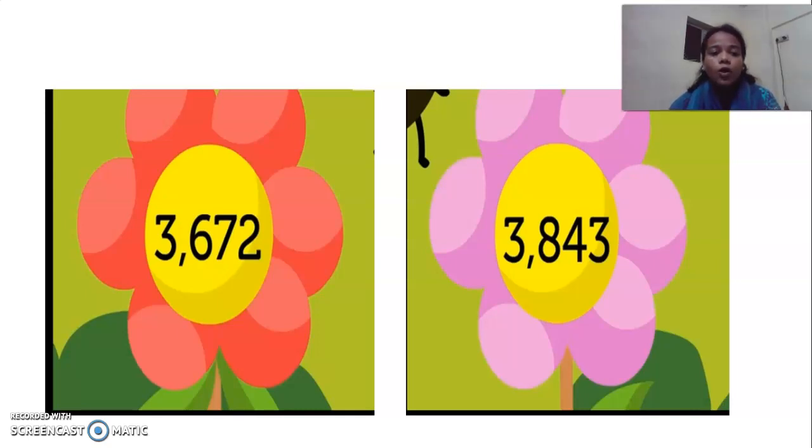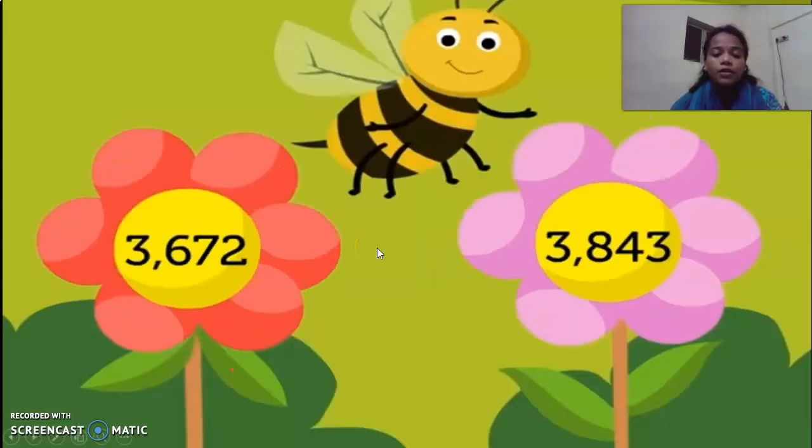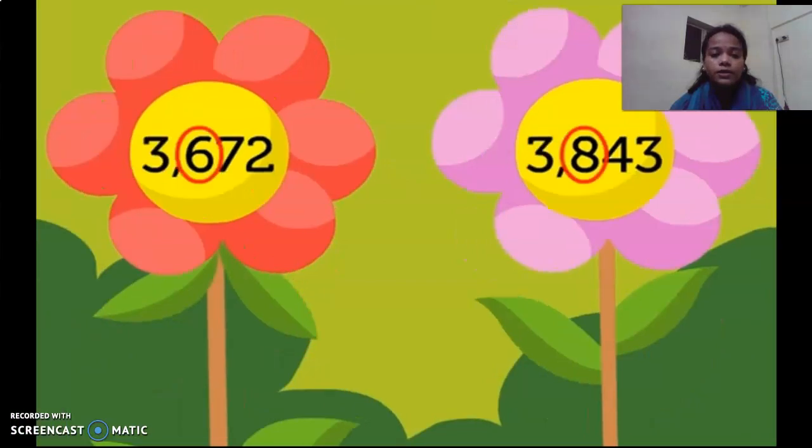3672. On my right side, 3843. We begin by comparing the digits in the thousands place. That is 3 and 3. 3 and 3. The digits are same here. And now we will compare the digits in hundred place.